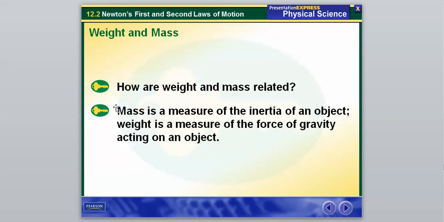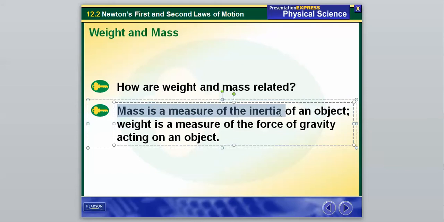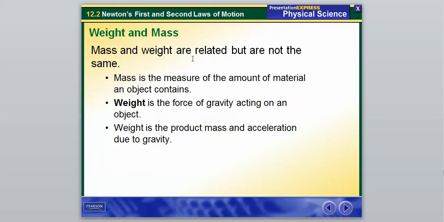Our big difference, and actually some similarities too, is that mass is a measure of the inertia of the object. Again, that's the tendency to resist motion. How much you want to resist motion will determine how much mass you have. And weight is the measure of the force of gravity acting on an object. So there are two very different definitions, but they are related to one another. We can't really know one without knowing the other, so make sure you write both of those down. Mass is how an object resists a change in motion, and weight is the measure of the force of gravity acting on the object. Mass and weight are related, but they are not the same, so it's technically not correct to use them interchangeably.